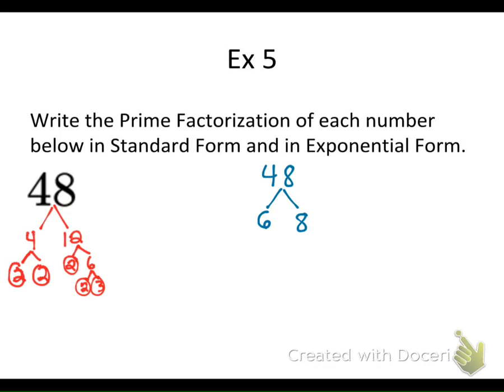So when I go to write this out in standard form, how am I going to write it? You'll have a second to write this all out, I promise. So when I go to write this out in standard form, what do I write? 2 times 2 times 2 times 2 times 3. Okay, exponential form will be what? Yeah, you're right. 2 to the 4th times 3. Good.